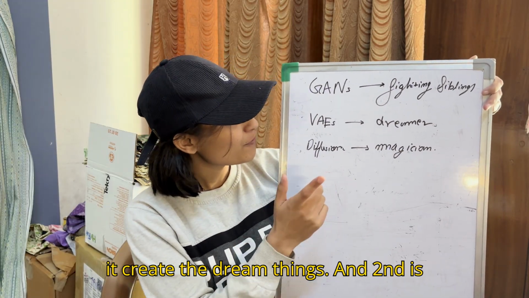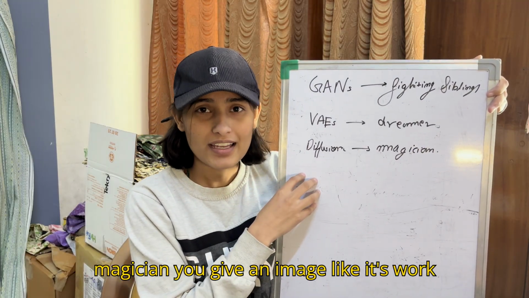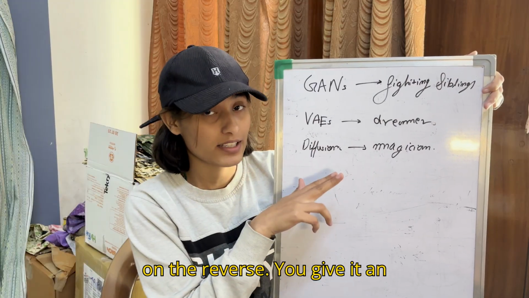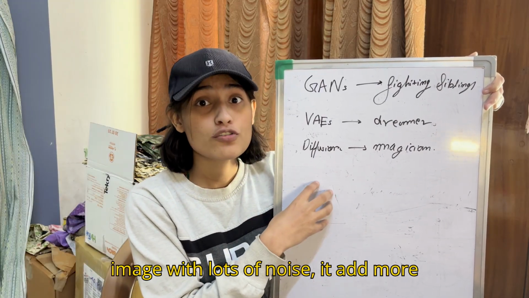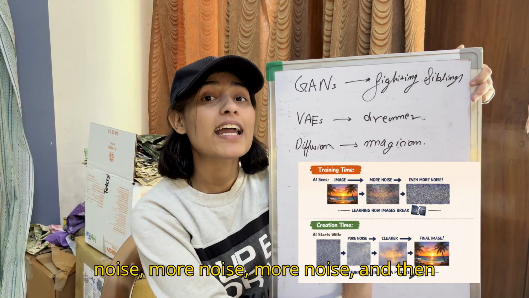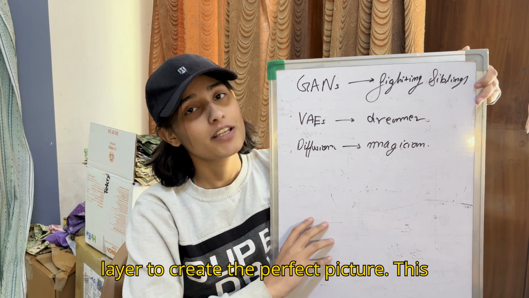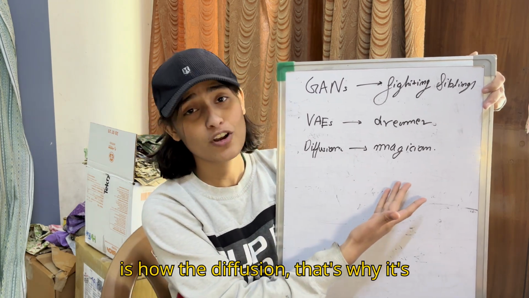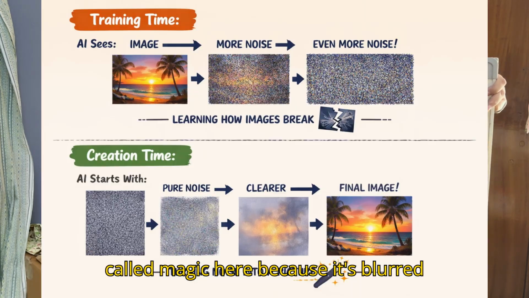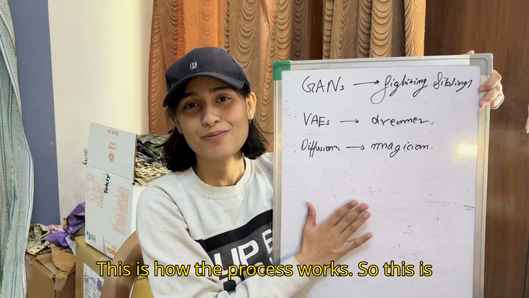And second is diffusion. It's a magician, completely a magician. It works in reverse. You give it an image with lots of noise, it adds more noise, and then it slowly removes the noise layer by layer to create the perfect picture. That's why it's called a magician, because it blurs the image and then it clears the image. This is how its process works.